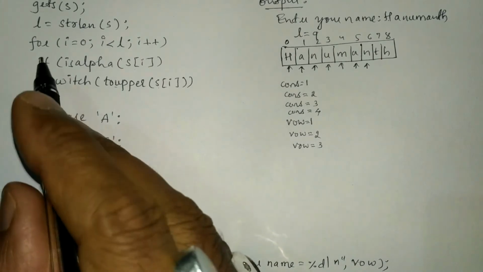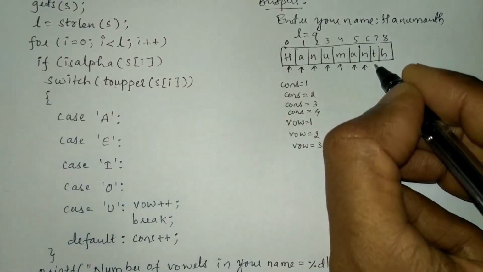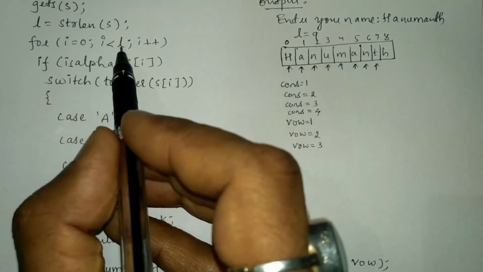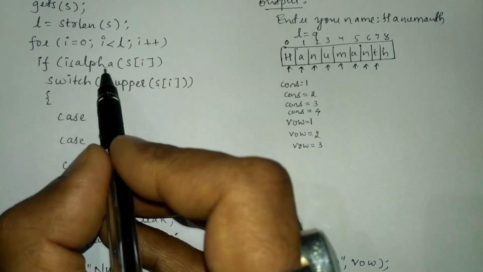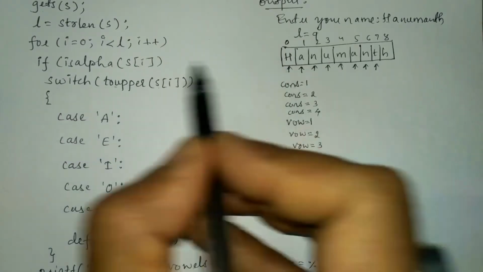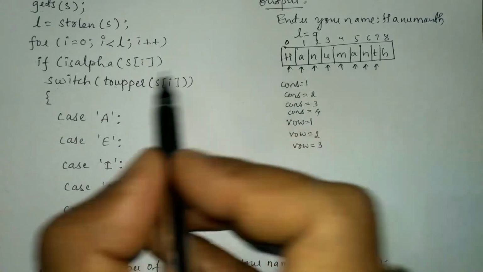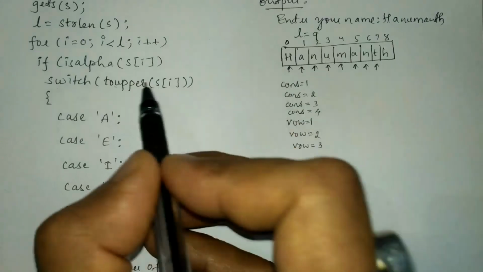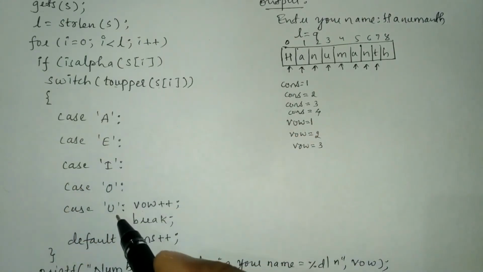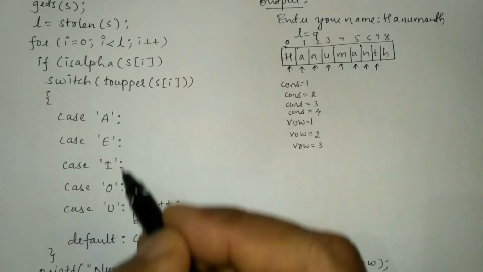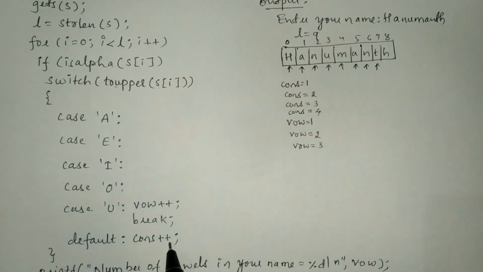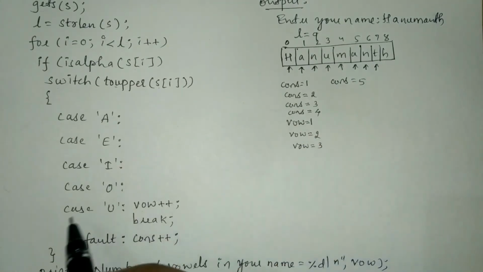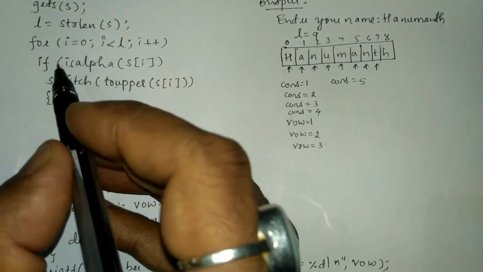So again control transfers to the for loop by incrementing the value of i by 1. Now we are going to point to 7. 7 is less than 9, yes, condition is true. S of 7 is having T, so it is true. Then we are going to convert this lowercase letter to uppercase letter and compare with these case labels. T is not matching with A, E, I, O, U. Hence consonant will get incremented by 1. Now it is 5.